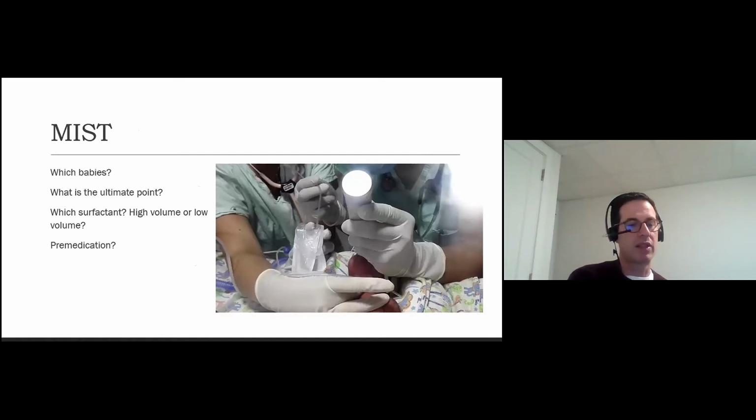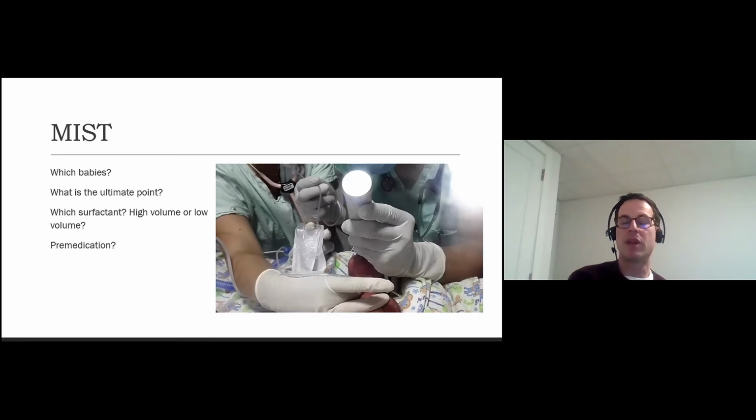With respect to MIST, I think there are still many questions that we need to answer. One of the things that is still not clear is which babies are actually the ones that will benefit. I was part of a national discussion on this, which was wonderful to have. One of the questions that comes up is, what is the ultimate point? Do we believe that MIST is the best way to give surfactant, or the best way to give surfactant to avoid chronic lung disease in those that are at risk?